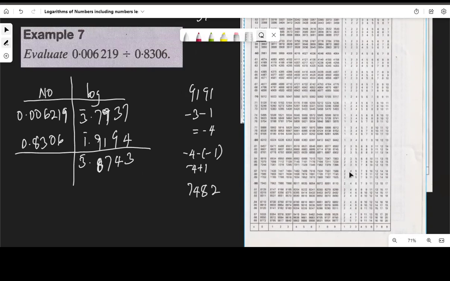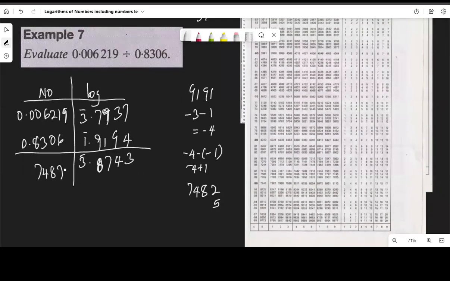Difference of 3 is 5. I have 74, 87, 2 plus 5. I have 87 there.